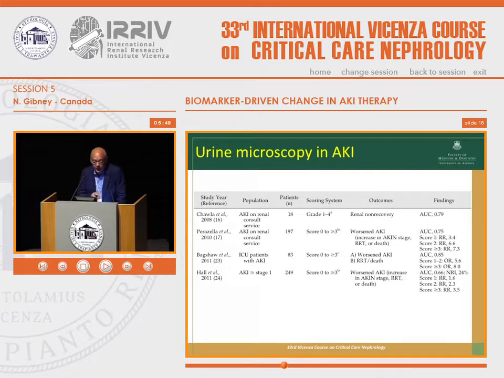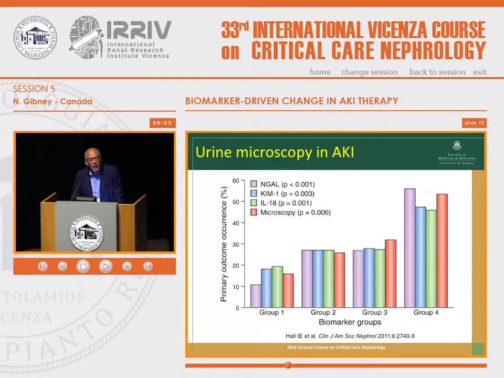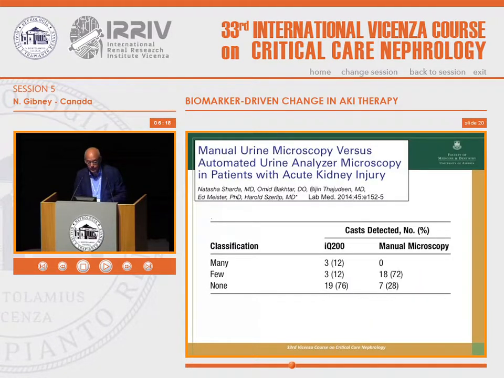If we look, for example, at the area under the curve here, it was 0.85. And again, if we compare urine microscopy with some of the more novel biomarkers, we can see that, in fact, in many groups, they are equally efficacious at identifying patients that have acute kidney injury.